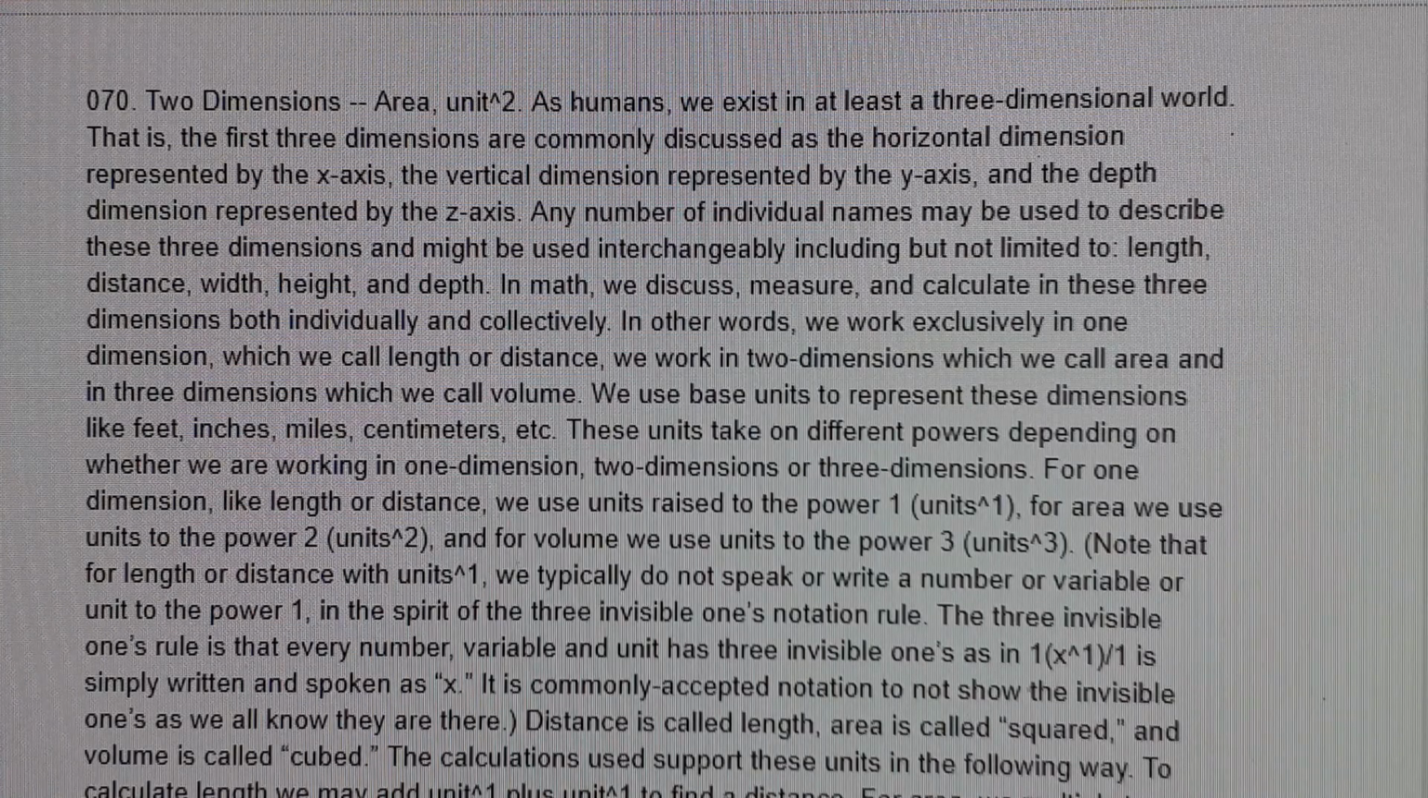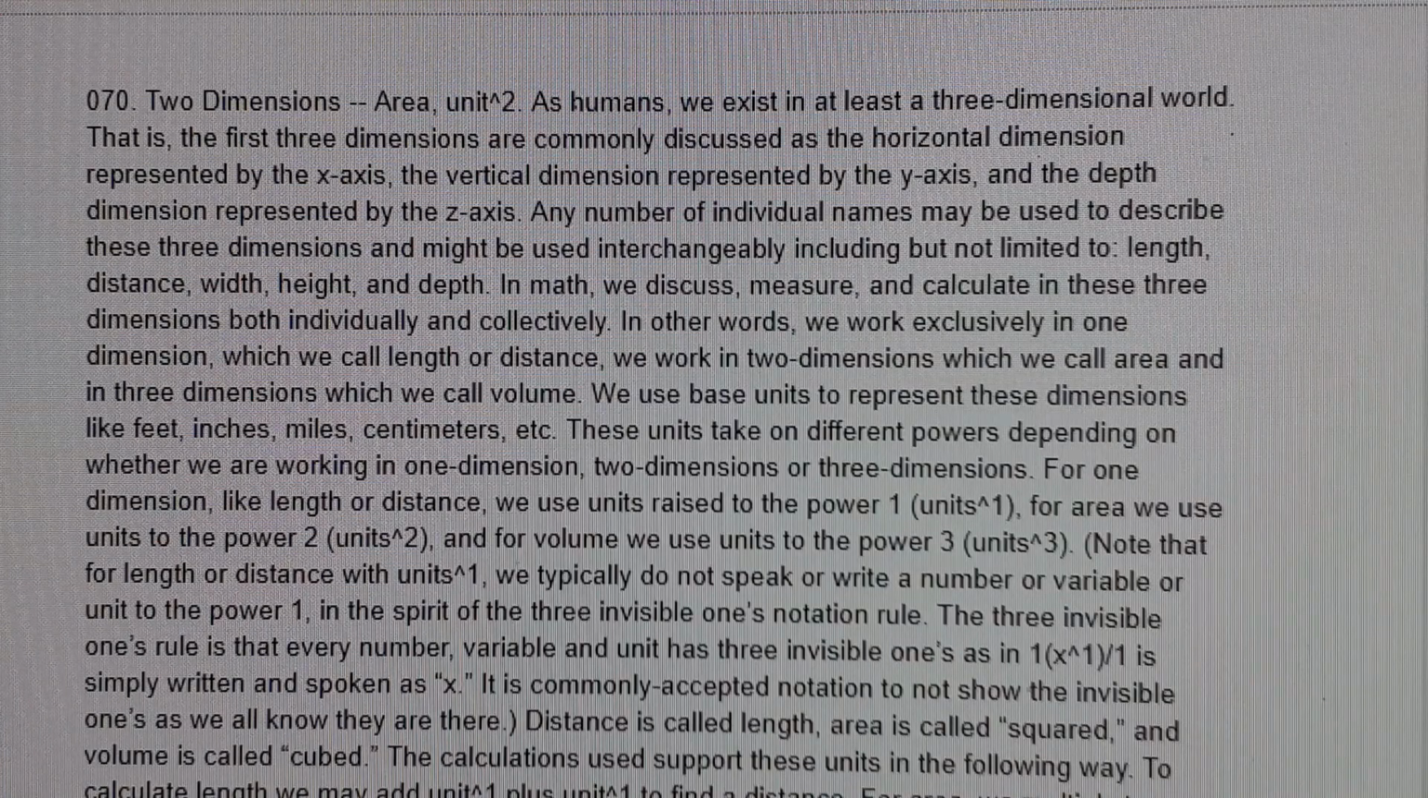Parentheses, note that for length or distance with units to the power 1, we typically do not speak or write a number or variable or unit to the power 1, in the spirit of the three invisible ones notation rule. The three invisible ones rule is that every number, variable, and unit has three invisible ones, as in 1 times x to the 1 power divided by 1 is simply written and spoken as x. It is commonly accepted notation to not show the invisible ones, as we all know they are there, end parentheses.